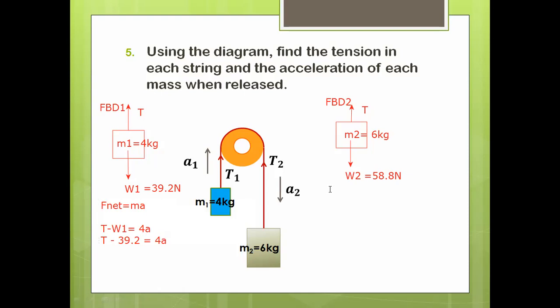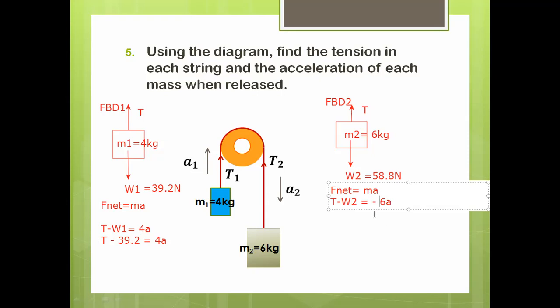On the other side here, for our free body diagram number 2, we have a similar equation: F net equals MA. But our F net here is T that goes up minus W2 that goes down, and this is equal to M, which is 6 kilograms, times A. However, A here is going downward. So therefore, we will put a negative sign there.